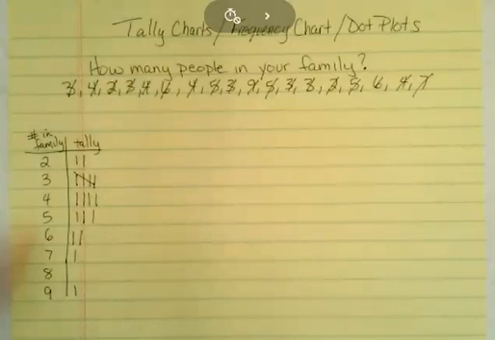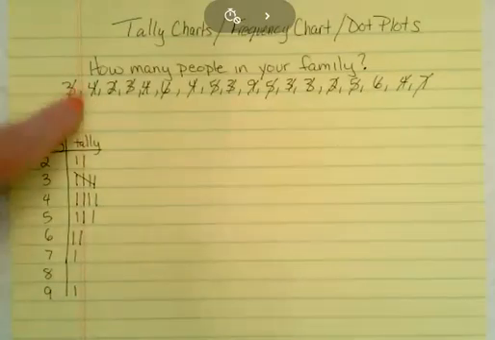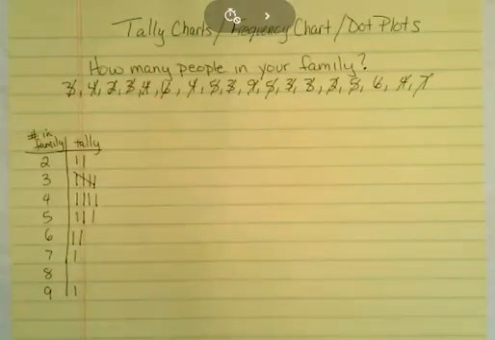Okay, it's just using tallies. Now, I would do that rather than go through and count all the 3s because I don't want to miss one. So a tally is just an easy way to get them all. Okay, but now I'm going to turn it into a frequency chart.